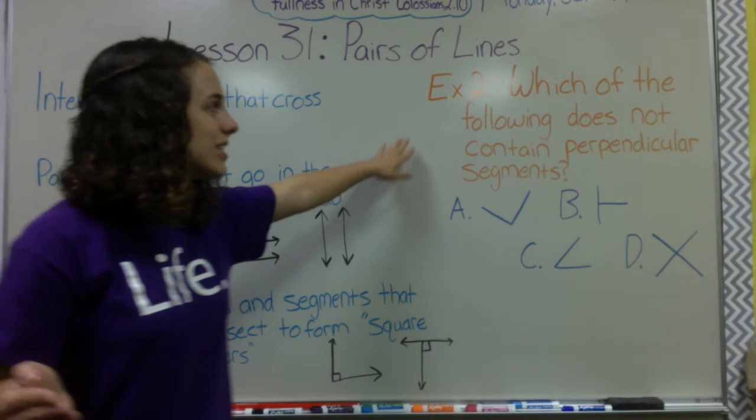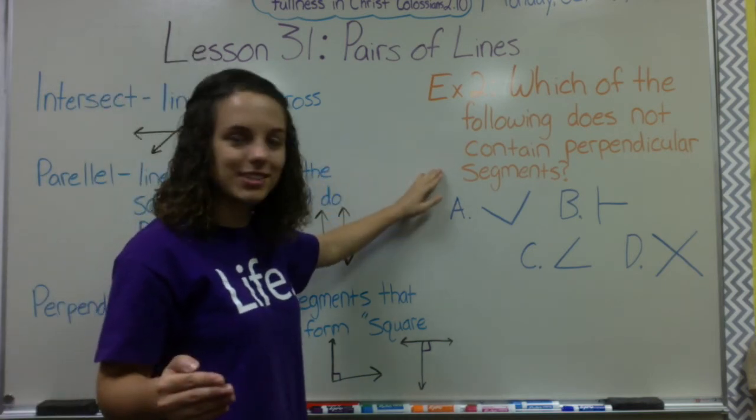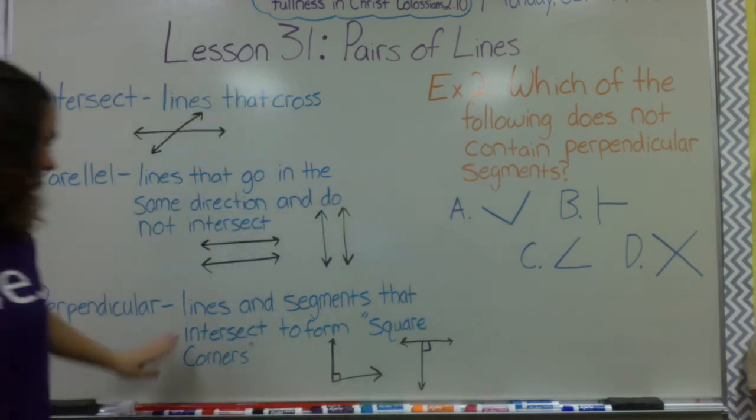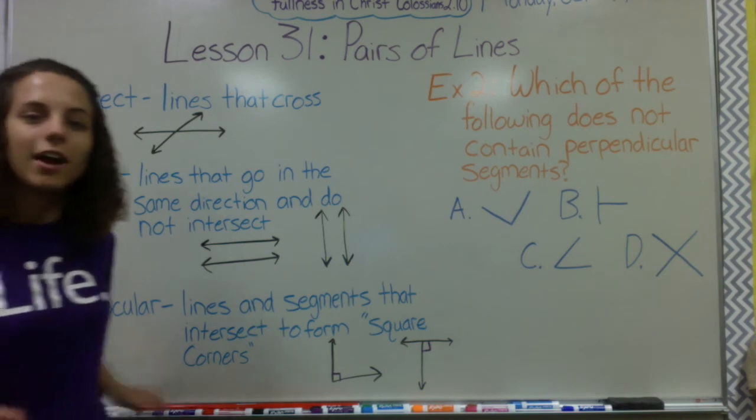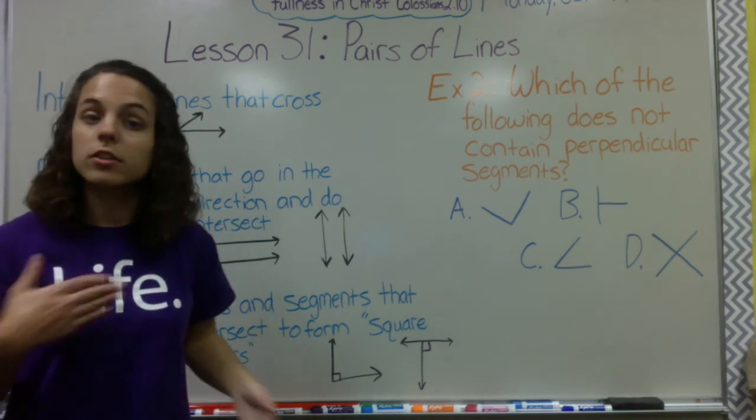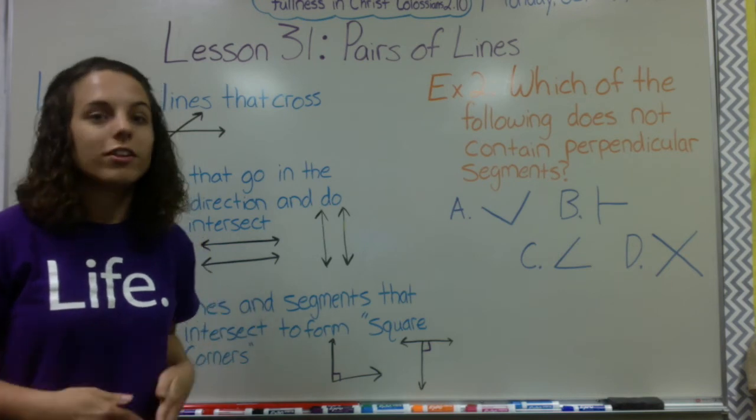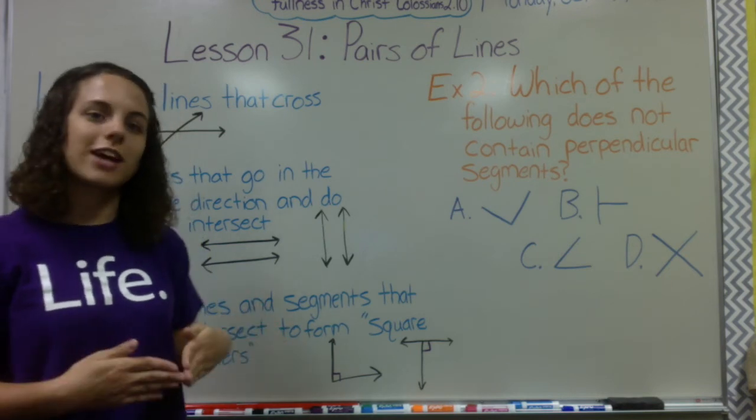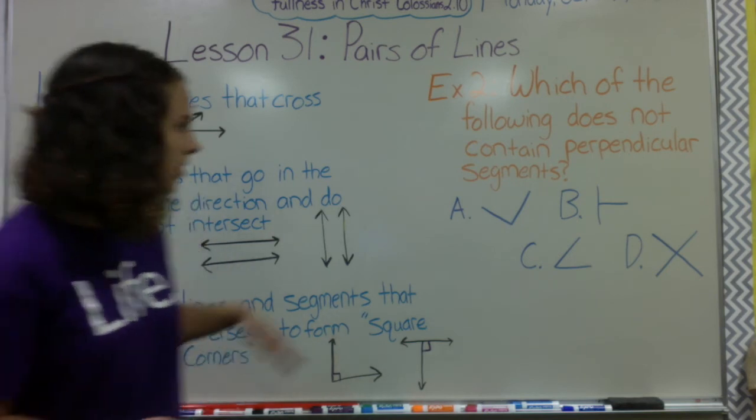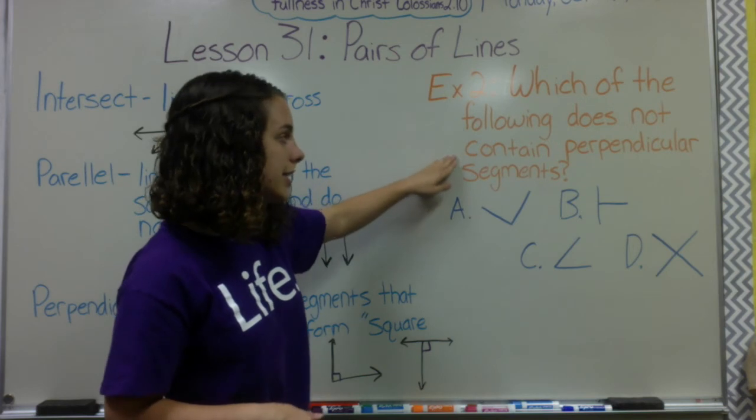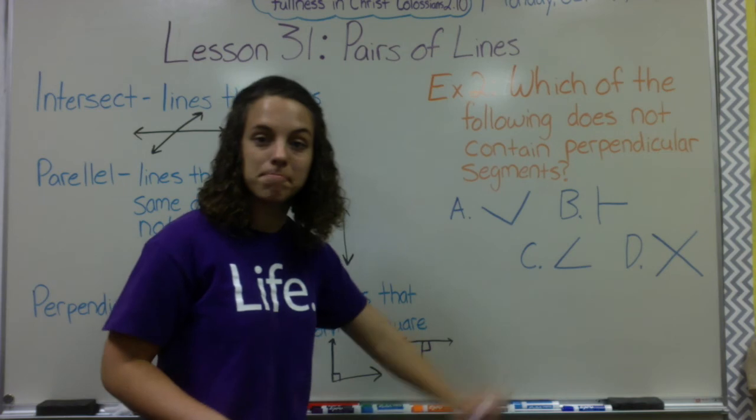Example 2 says, which of the following does not contain perpendicular segments? Perpendicular, again, lines and segments that intersect to form square corners, otherwise known as a right angle. There's actually many, many streets in Lubbock that intersect at a right angle. That was kind of like street intersections. There's a lot of them in Lubbock that are perpendicular to one another. So which of the following does not contain perpendicular segments? Go ahead and write your answer down.